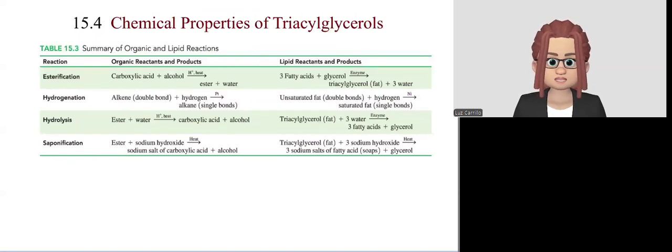These triacylglycerols can undergo different reactions. Now, these reactions are not new. They have been discussed previously in earlier chapters. What you see in table 15.3 is just a summary of how you have observed these reactions in previous chapters and how they relate to the lipid structures that we have here. To give you an introduction, we are going to talk about esterification, hydrogenation, hydrolysis, followed by saponification of these lipids.